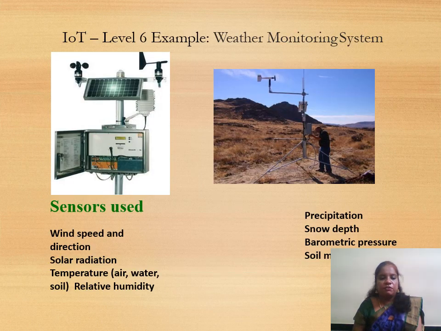The best example for IoT level 6 is a weather monitoring system. Different sensors are used to monitor the wind speed, direction, solar radiation, temperature, etc. All are multiple independent end nodes. Everything is cloud based, and all the analysis takes place in the cloud. So that's all about the 6 levels of IoT devices.